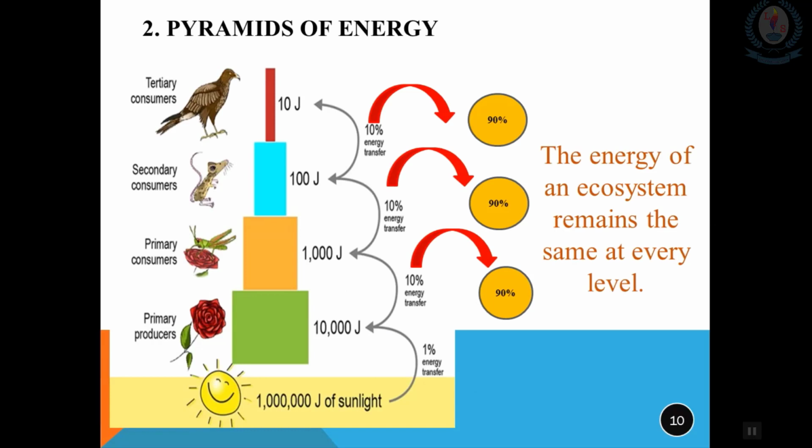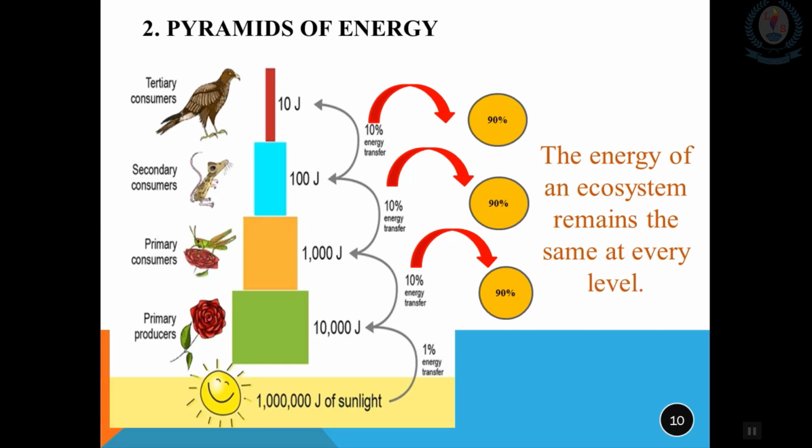Pyramids of energy. The energy pyramid indicates the total amount of energy present in each trophic level and also shows the loss of energy from one trophic level to the next. The energy flow between the trophic levels is accompanied by a decrease due to waste and the conversion of potential energy into kinetic and heat energy.